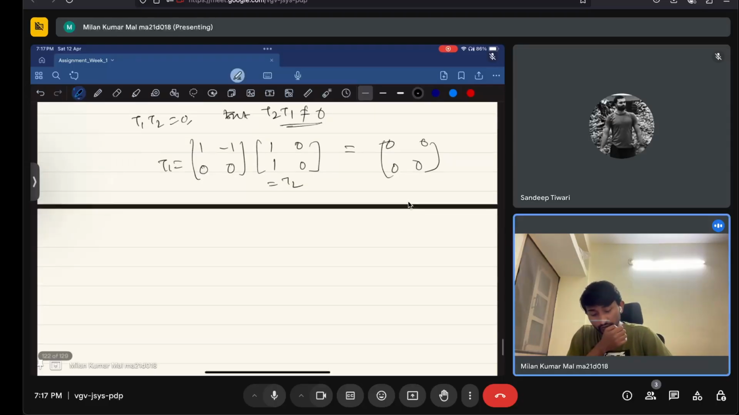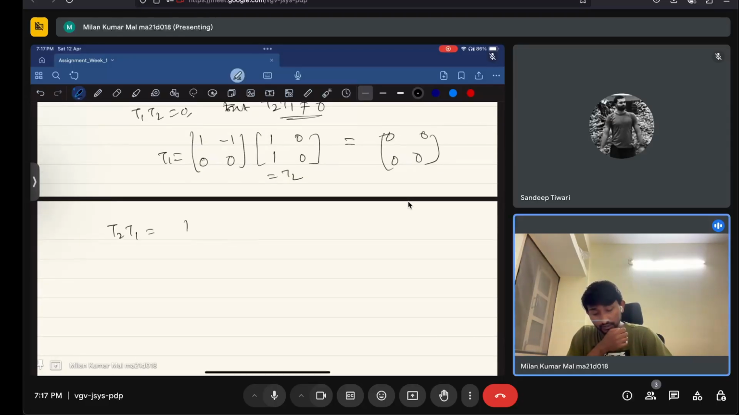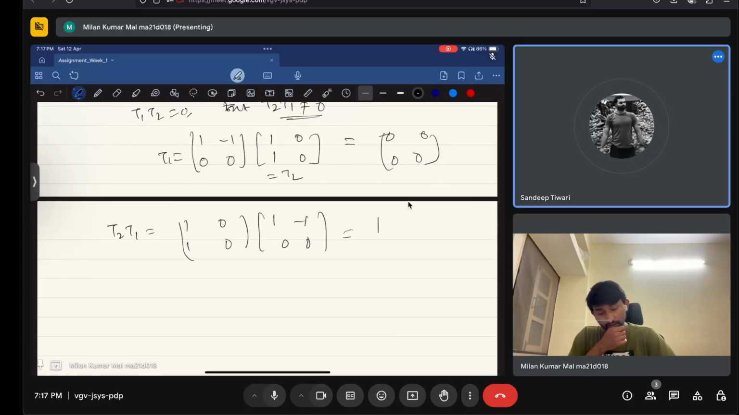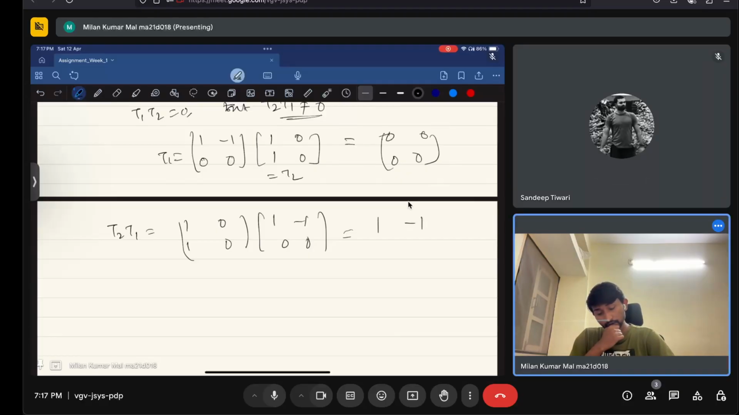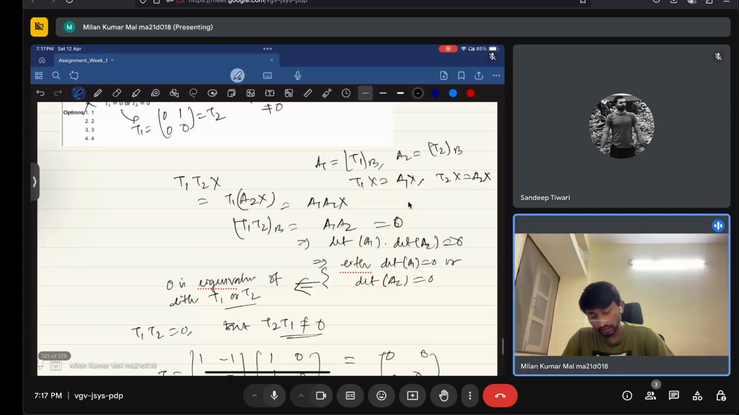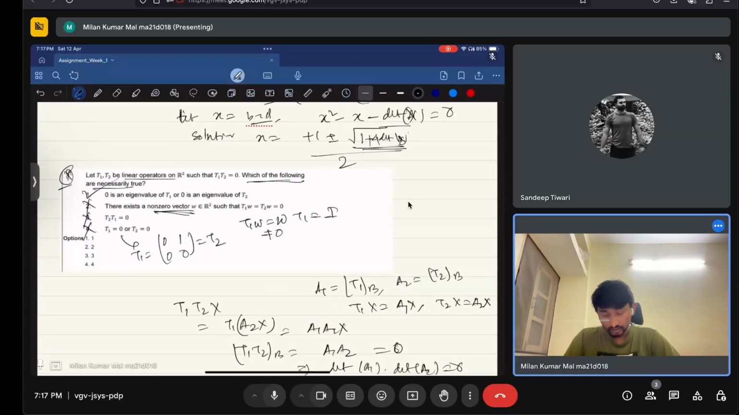Now if I write T2T1, what is it? 1 0, 1 0, it will not be zero. Minus 1 0, it will not be 0, right? The first non-zero term is there. 1 0, minus 1 1. None of the entries are 0 even. This one with this minus 1, this one with this here. So this is not equal to 0. So that means the last one, the third one, is also false, right? Okay. Is this clear? Yes.